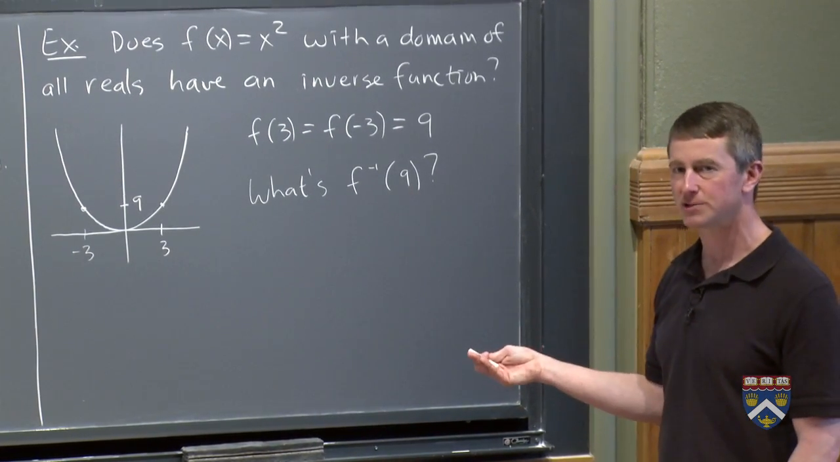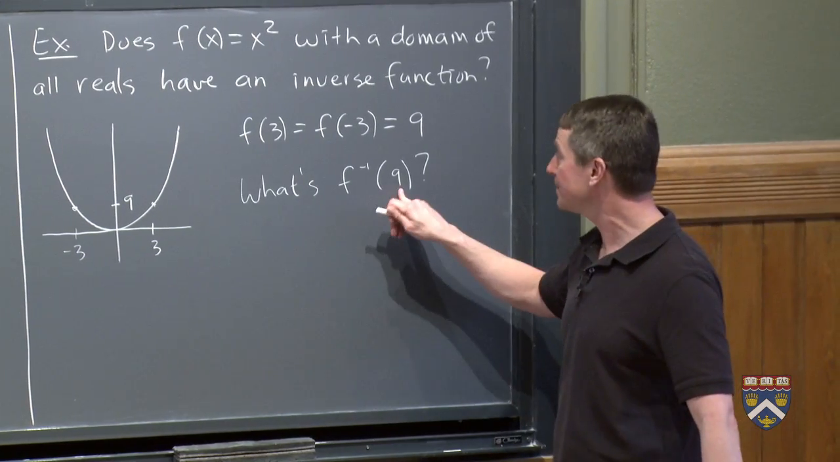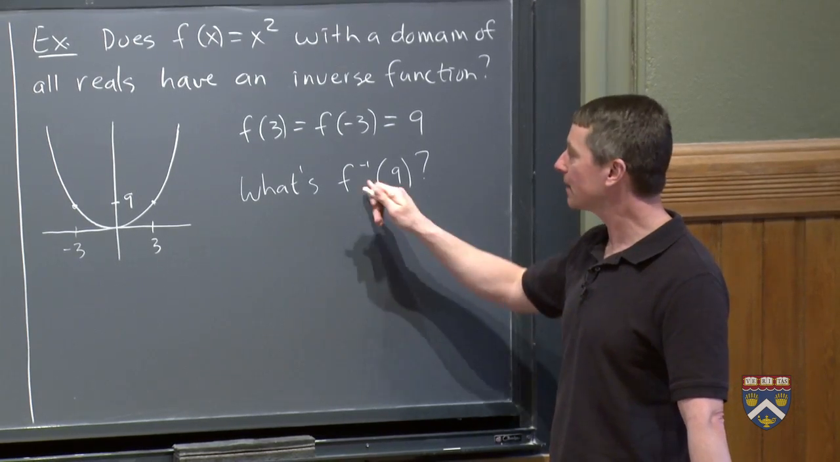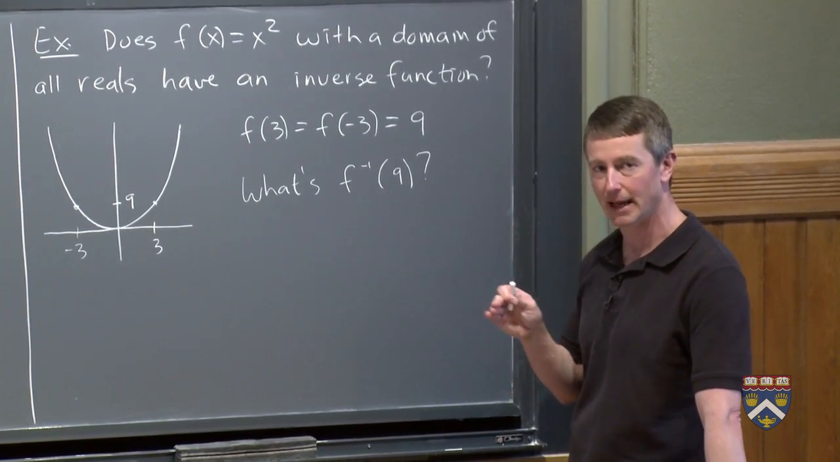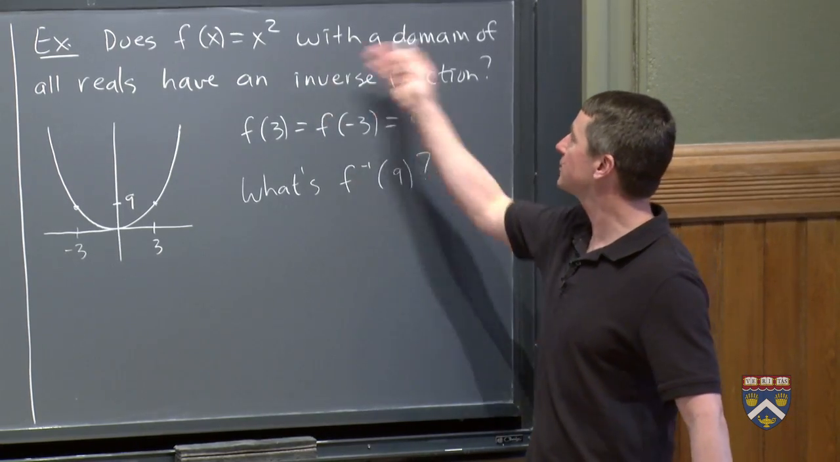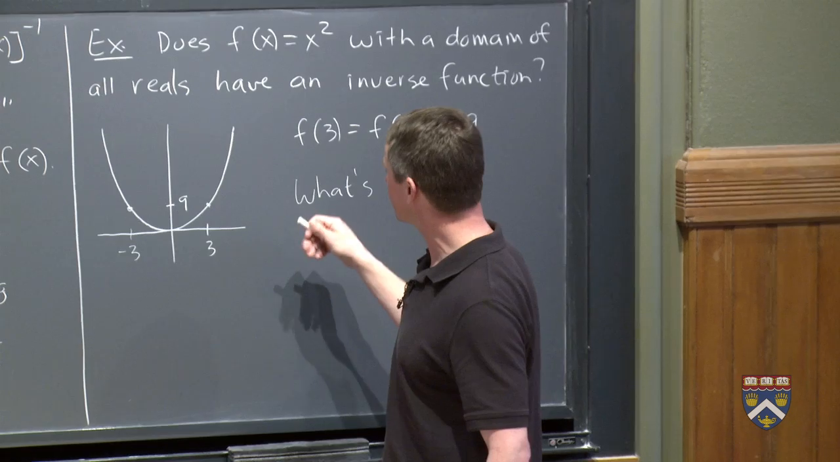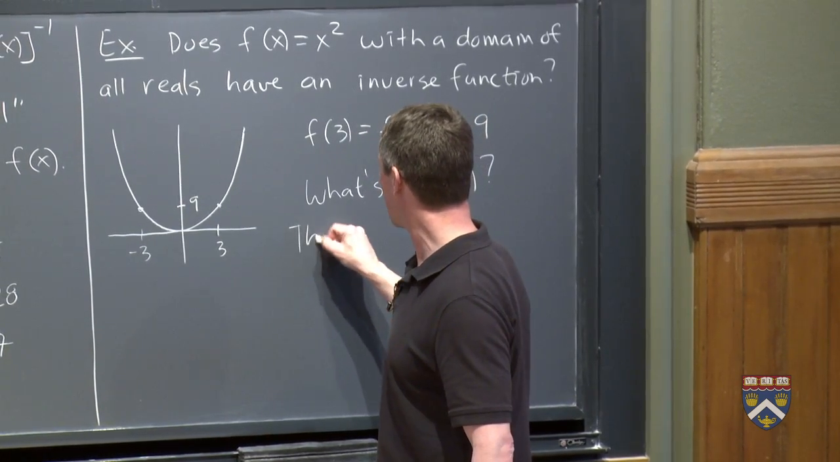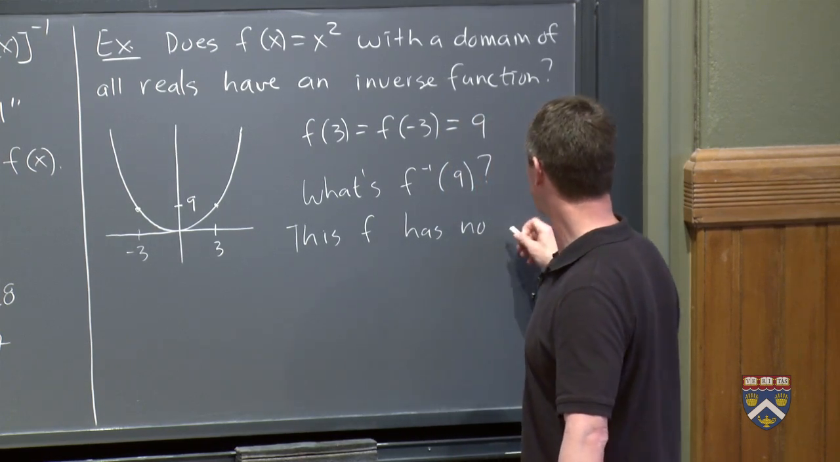The problem with doing that goes back to our definition of function at the very start of the night, which is that each input, if we're going to have a function, should only have one output. So I'm not allowed to say f inverse of 9 is sometimes 3 and sometimes negative 3. So if we have the domain here with all reals, f does not have an inverse function. So this f has no inverse function.